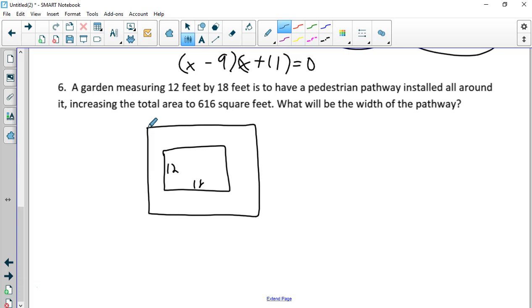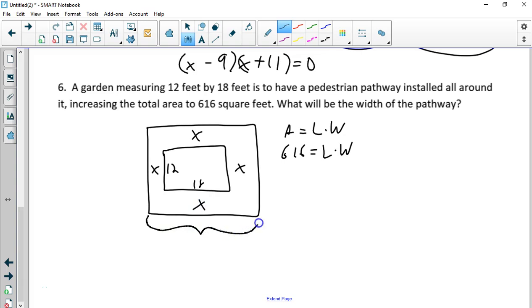So, we want the area, which is length times width, of the big structure to be 616 square feet. Now here's the problem. We don't know what this width is. And we don't know what this width is, or this width, or this width. So, this is 18. It's not plus x. It's actually plus 2x. And then this is 12 plus 2x.